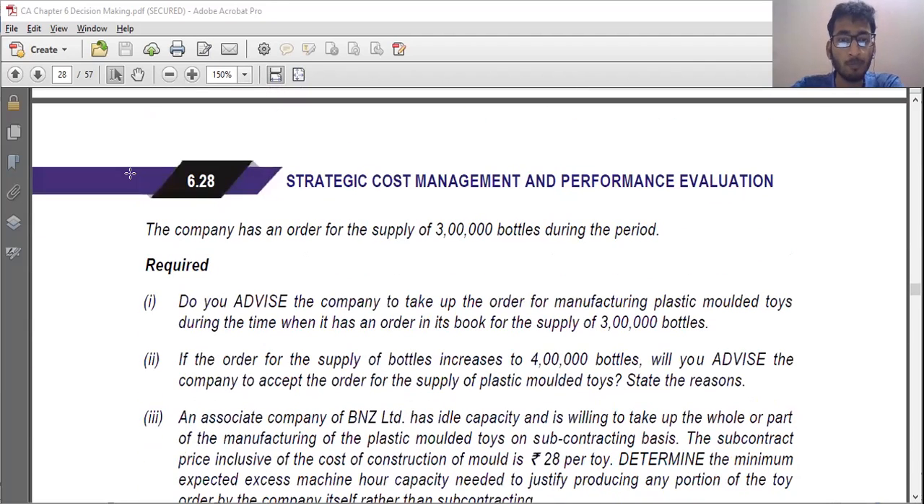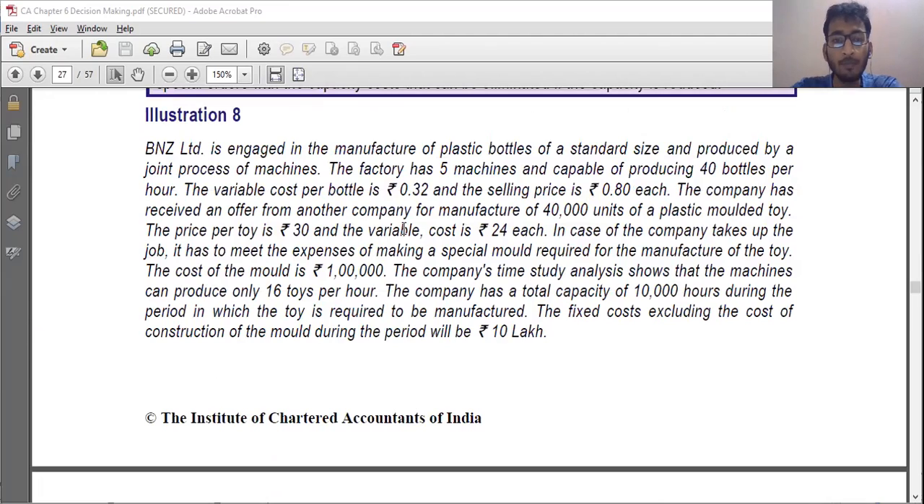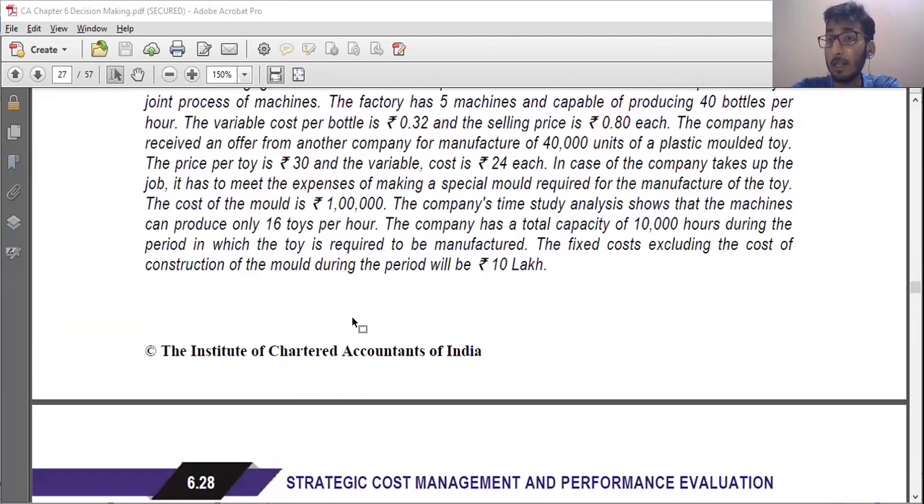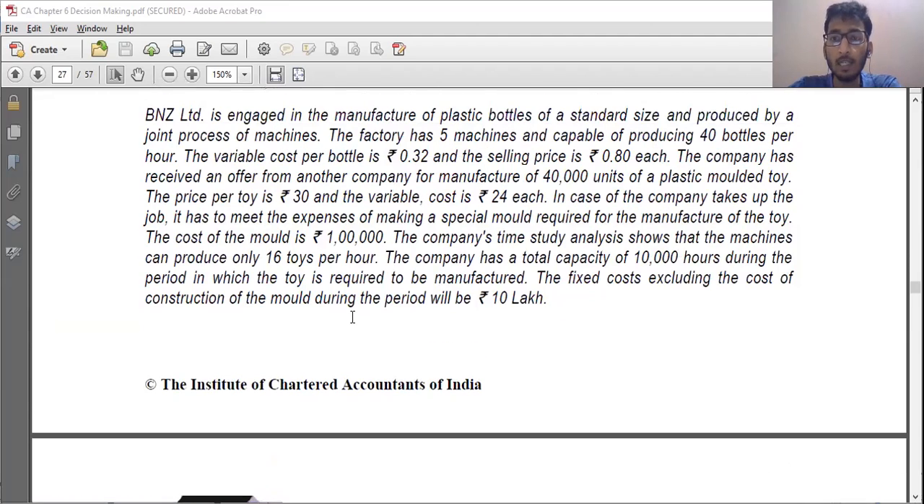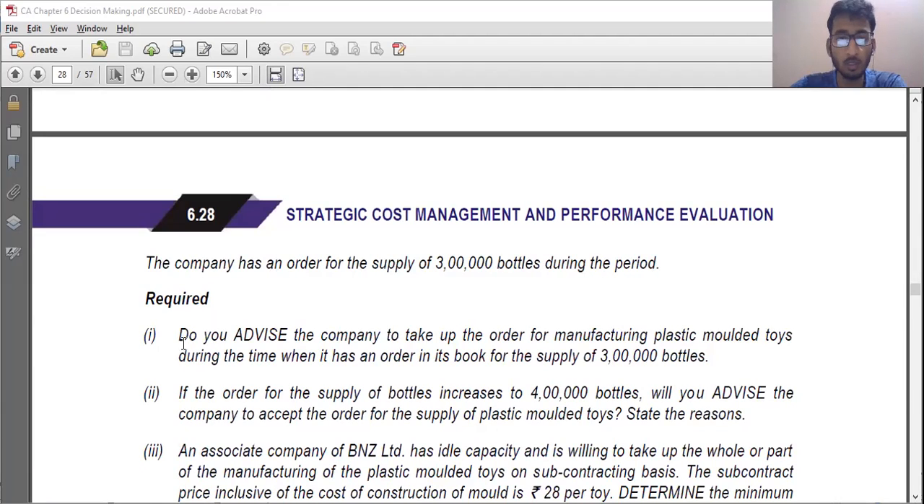Okay, the company has an order for supply of 3 lakh bottles. So basically I need to fulfill 3 lakh bottle supply and 1 lakh toy supply, and I am having 10,000 hours of machine only. So basically the limiting factor is the machinery because it is a limitation to us. So we need to see which order is best to accept, whether we should go ahead with the bottle order or we should go with this toy order. So let's see the question number first. I hope this is saying the same thing. Do you advise the company to take up the order of manufacturing plastic molded toys during the time when it has an order in its books for the supply of 3 lakh bottles?